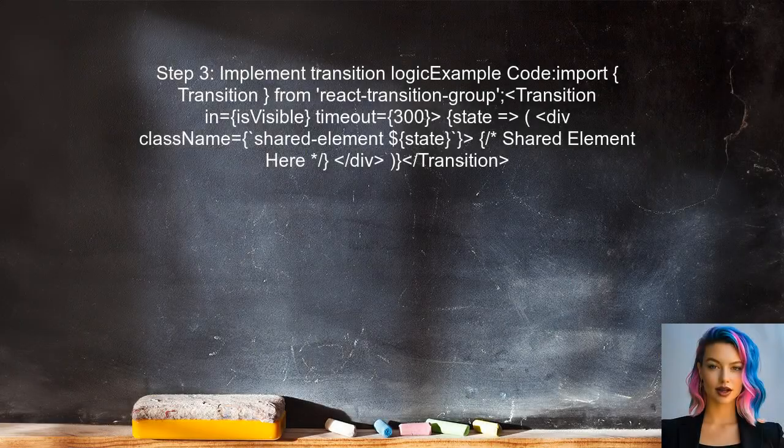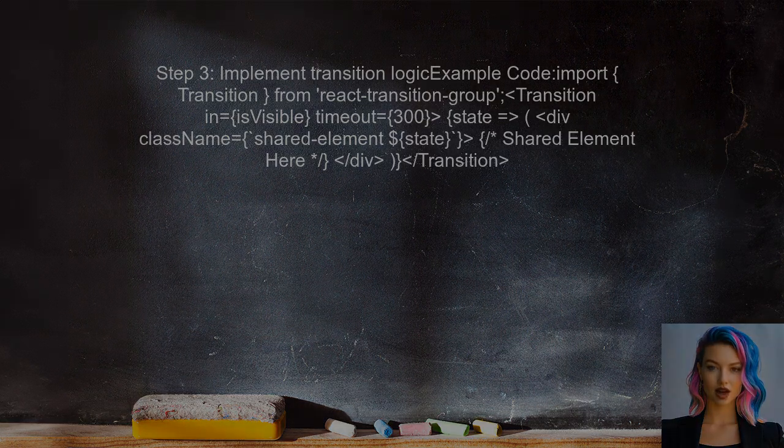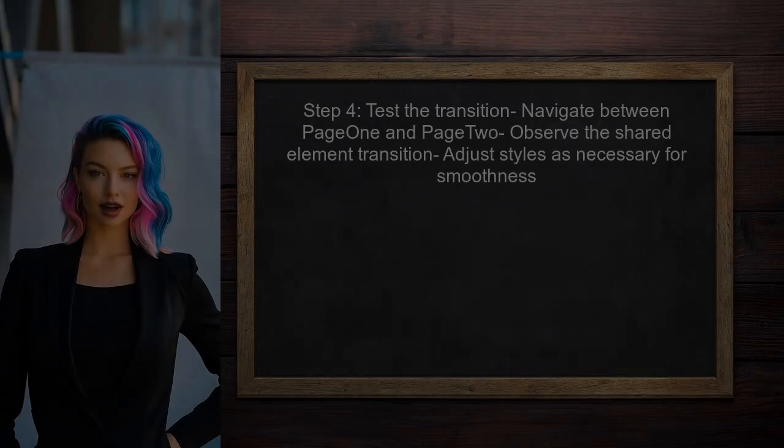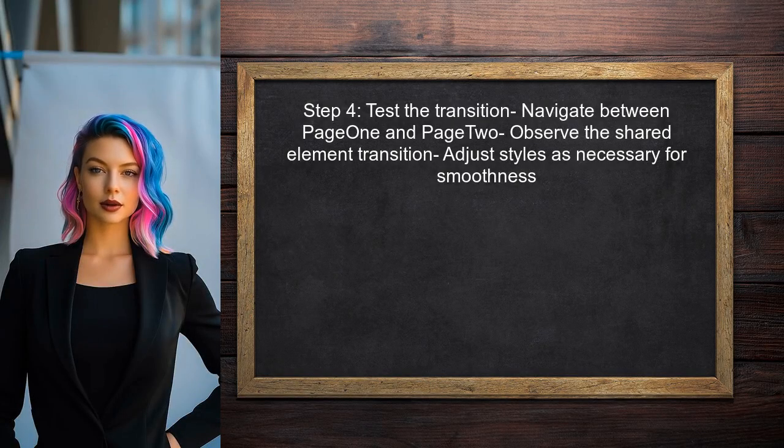Now, the user should implement the transition logic. This involves using the transition component from React Transition Group to wrap the shared element. The user can define the transition styles for entering and exiting. Finally, the user can test the transition by navigating between the two pages. They should ensure that the shared element animates smoothly from one page to the other.